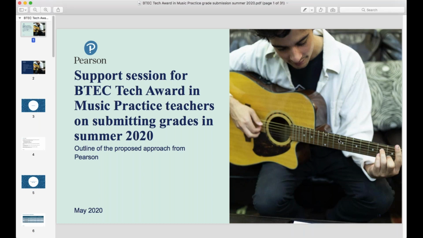Okay, so the session today is an overview of the proposed Pearson approach after the announcement on 9th of April from Ofqual and DFE on how grades can be calculated this summer for vocational and technical qualifications.